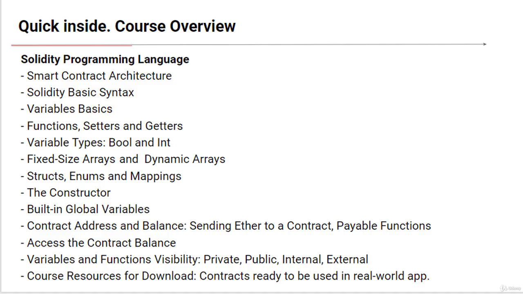Here, in the course resources section, you'll find all the source code that will be developed within this course. There are smart contracts like, for example, the ERC20 token contract or the ICO contract that are ready to be used without any modification in real-world applications.